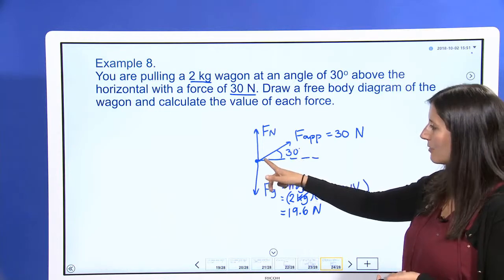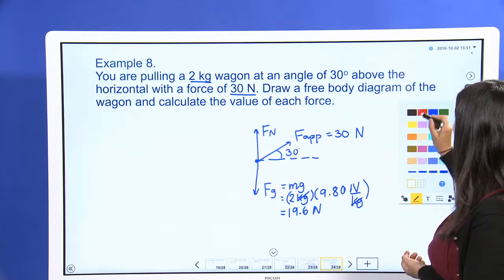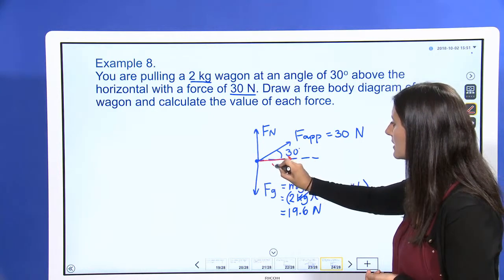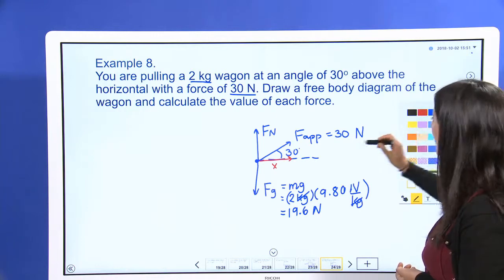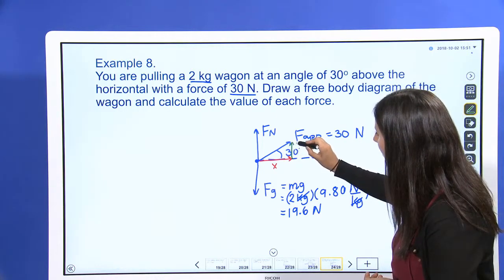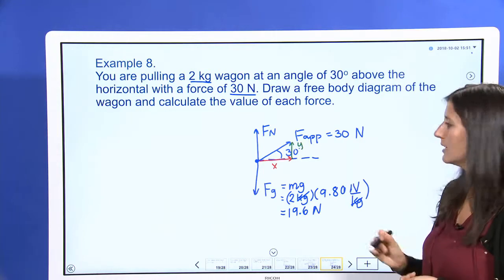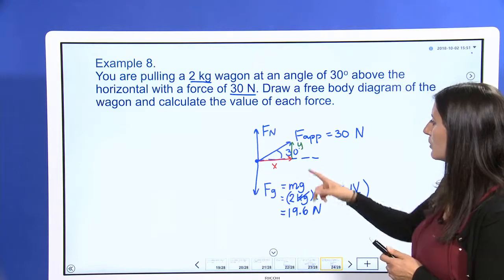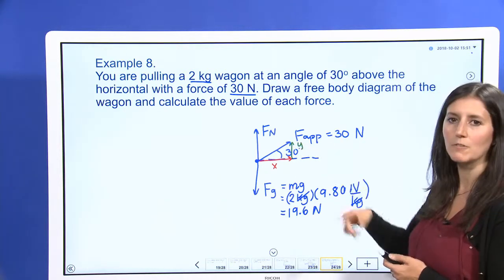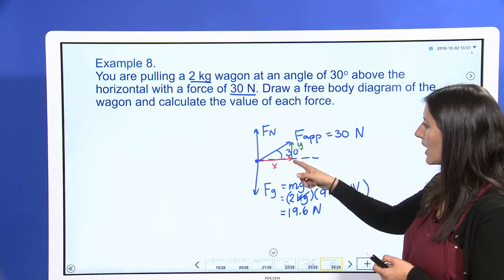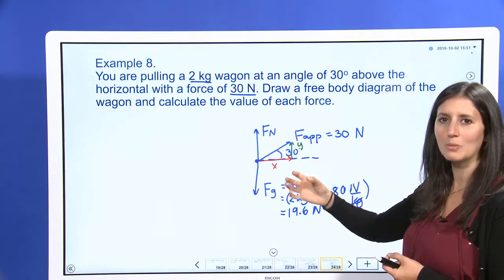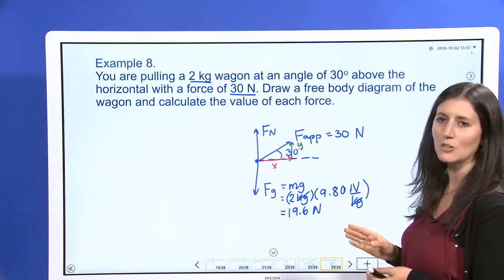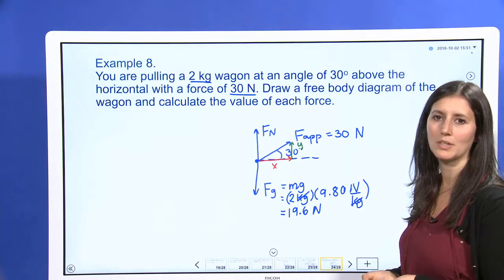And do you see how the F applied has two components to it? It has an x component, a horizontal component, which we'll call x, and it also has a vertical component, which we will call y. Now, if these two forces were to cancel out, the normal and the force of gravity, we would still be left with a y component of the F applied. We'd have this y component here, which means that our wagon would be flying up into the sky, and we don't want that to happen. We want to make it so that all of the y components cancel one another out.